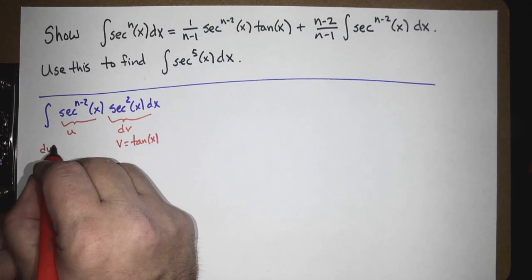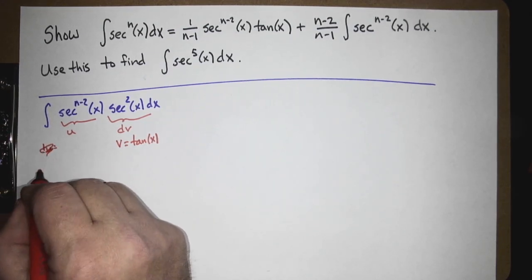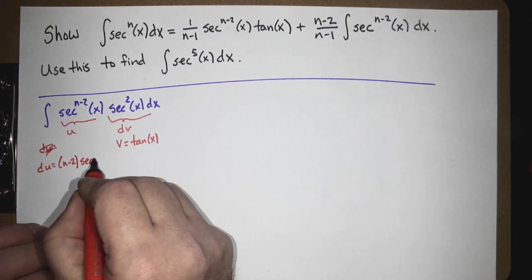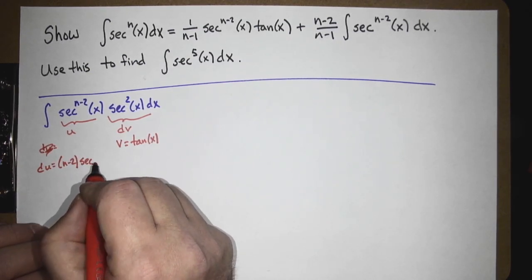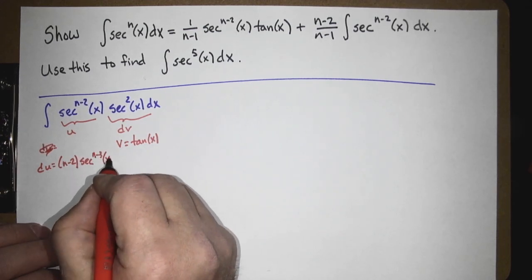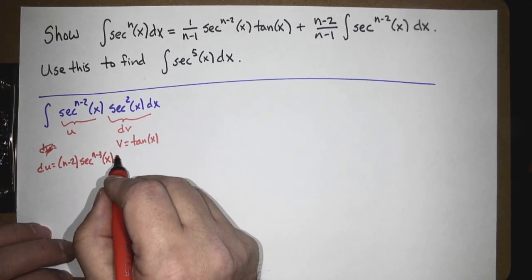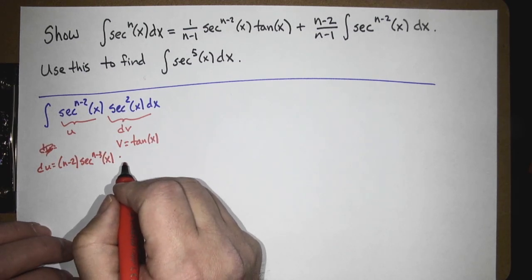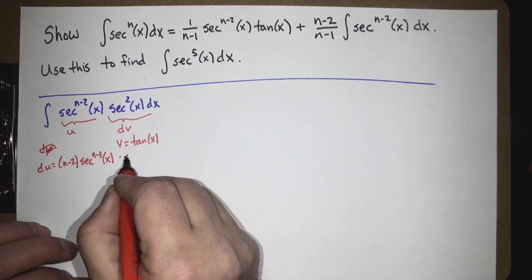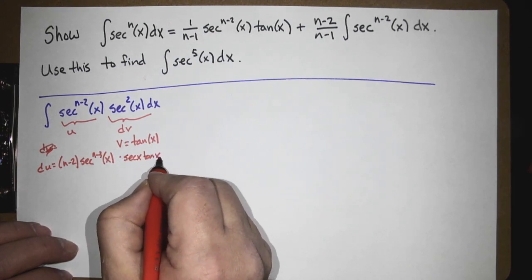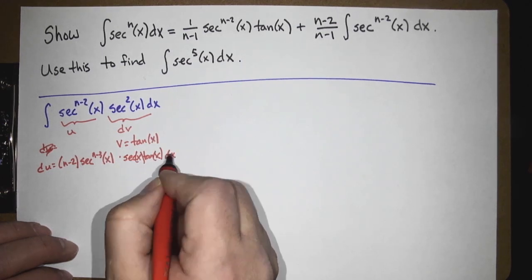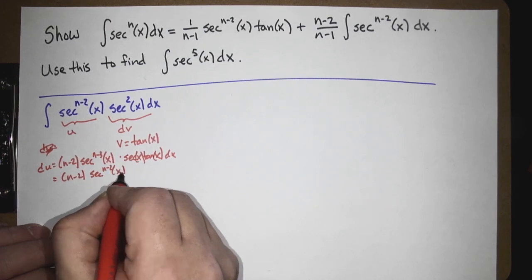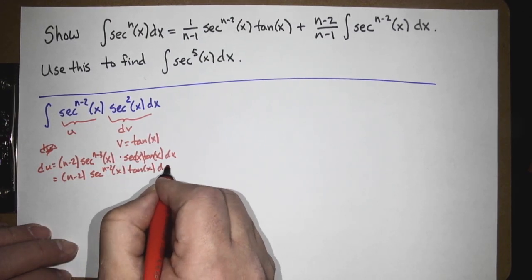Derivative of secant to the n minus 2 is, I did not give myself enough room. N minus 2 comes down. Secant to what power? N minus 3. Anything else? We're doing chain rule, so we have to multiply by the derivative of secant, which is secant tangent. And dx. Or, if you like, n minus 2, secant to the power n minus 2 of x, tangent of x, dx.